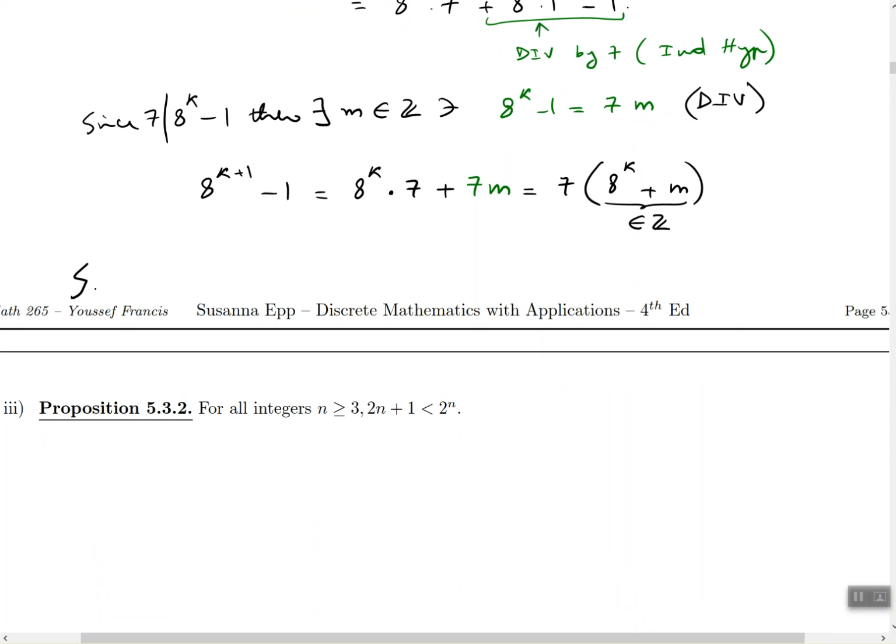So that's what we're going to finish with. We're going to say, so 7 divides 8 to the k plus 1 minus 1 by definition of divisibility. And this is what we wanted, so our proof is basically finished.